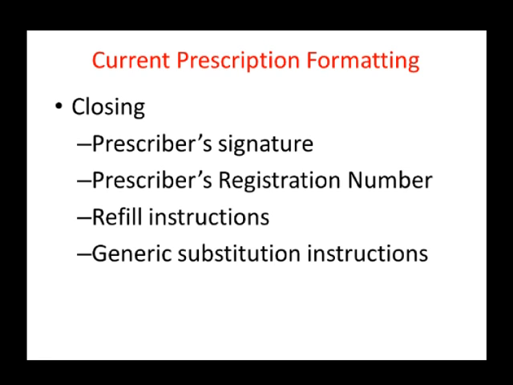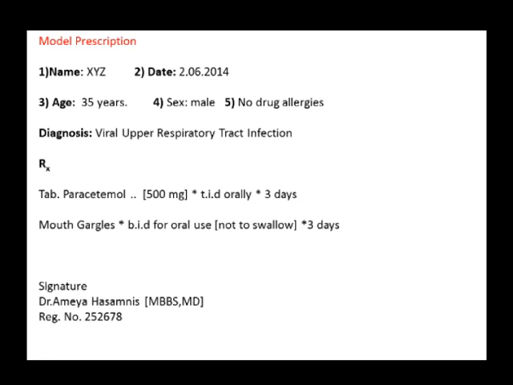Correct? Generic substitution instructions. This is not mandatory, but it says if you don't get this drug, maybe you can try another drug, something of that sort. It might help the individual, but again, it's a controversial thing whether to give those kinds of instructions or not. Better to avoid them. But signature, registration number, and refill instructions do carry a lot of meaning when you talk of the closing end of a prescription.